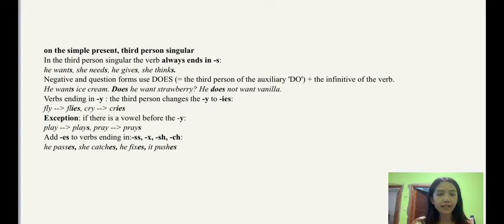For a verb ending in y, the third person changes the y to ies, like fly to flies, cry to cries. Exception: if there is a vowel before the y, play to plays, pray to prays. Add es to verbs ending in ss, x, sh, ch. He passes, she catches, he fixes, it passes.